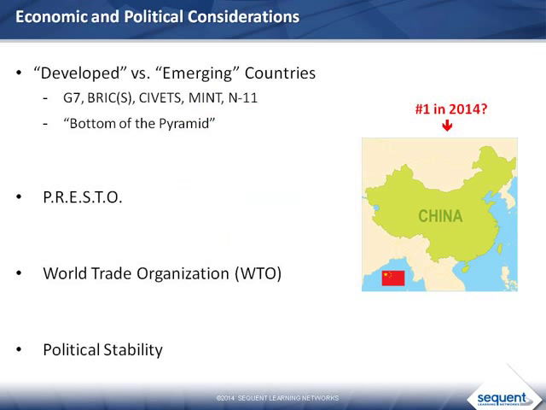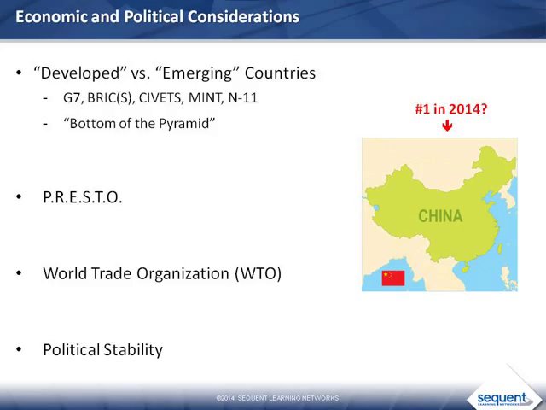So let's talk about economic and political considerations first. How do we decide, if we haven't decided yet, where we want to go overseas? People use words like developed and emerging countries. Those are now becoming more obsolete in terms of words. And you might have heard some of these acronyms thrown around, like G6, G7, G8, the BRIC countries, CIVETS, MINT, N11.